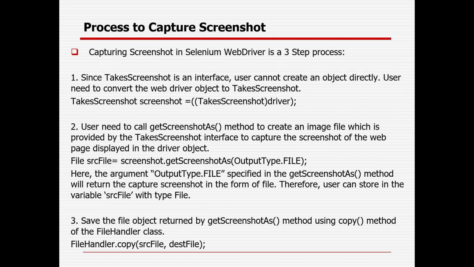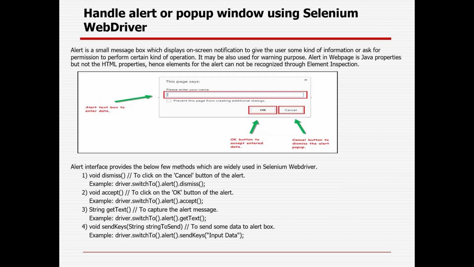First you need to create the object for the TakesScreenshot interface. Then you need to call the getScreenshotAs method. Then you need to call the FileHandler class's copy method, so that you can capture the screenshot.